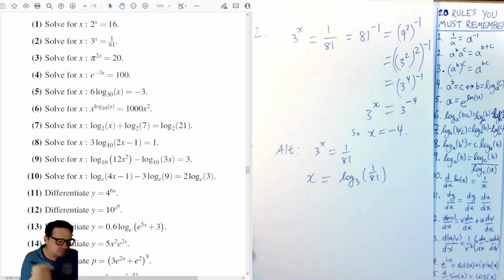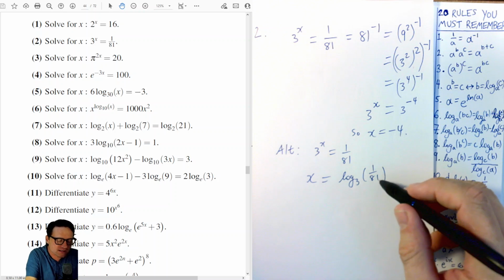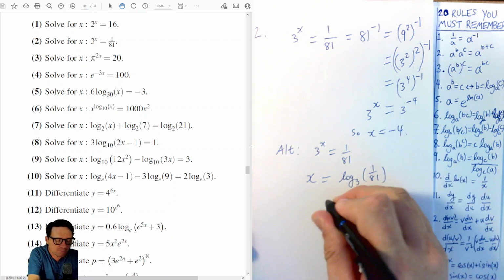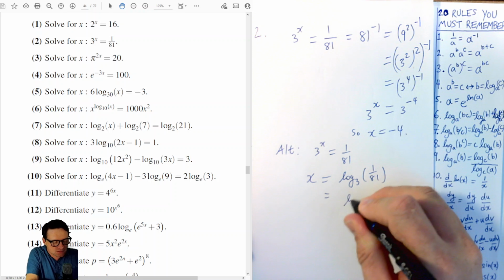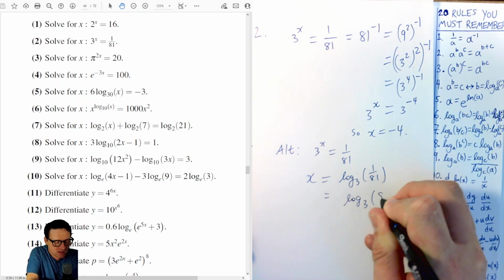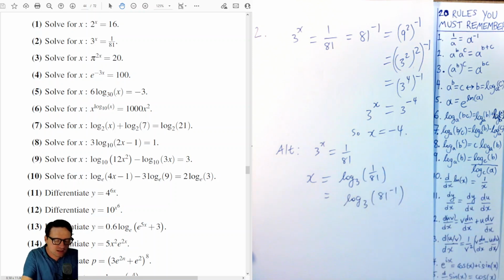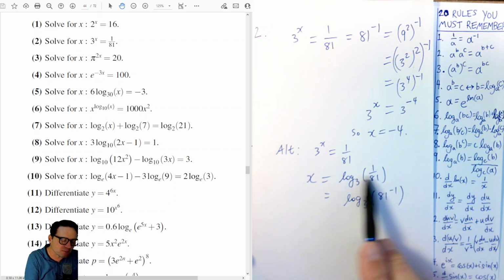Okay, and now 1 over 81 is 81 to the power of minus 1. So log to base 3 of 81 to the minus 1. Now, which logarithm rule can we use to pull down that minus 1? Well, it's this rule number 8 again, very useful. So let's pull down the minus 1.